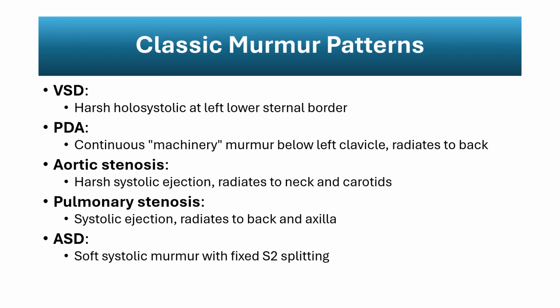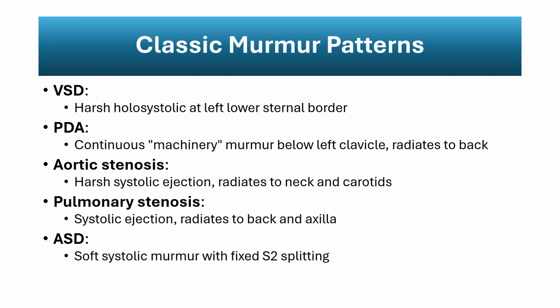Certain murmurs have classic patterns that can be recognized at the bedside and should immediately raise suspicion for specific lesions. A ventricular septal defect produces a harsh hollow systolic murmur best heard at the left lower sternal border. The intensity is often disproportionate to the size of the defect, with smaller restrictive VSDs producing louder murmurs because of higher velocity flow.